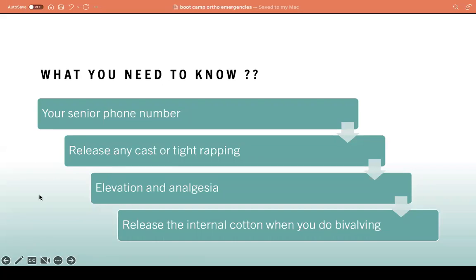If there is a cast and you want to do a bivalve, please release the internal cotton as well, okay? Because bivalving the cast without releasing the internal cotton, you didn't do anything.